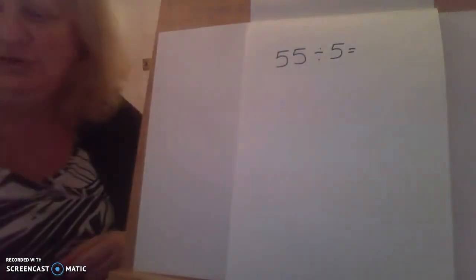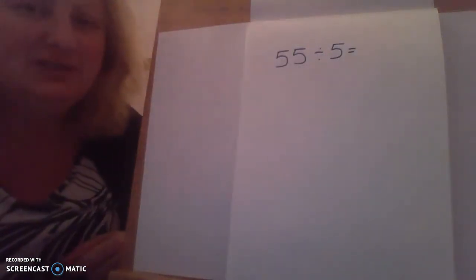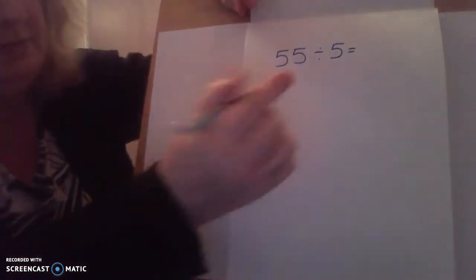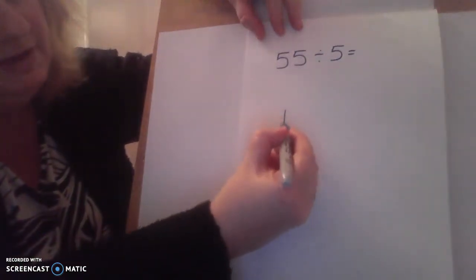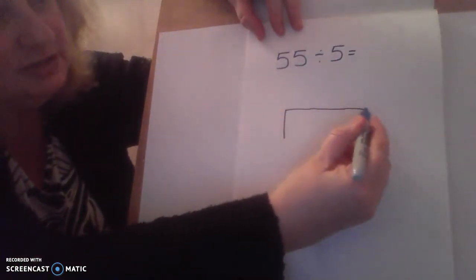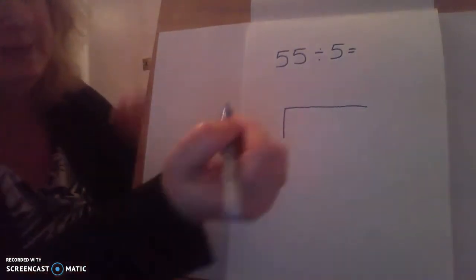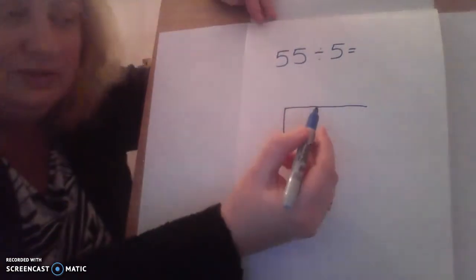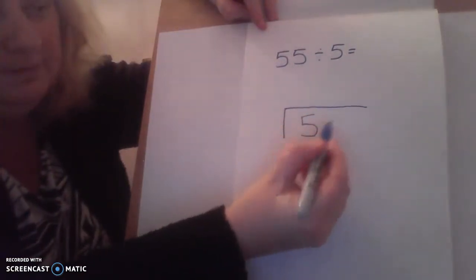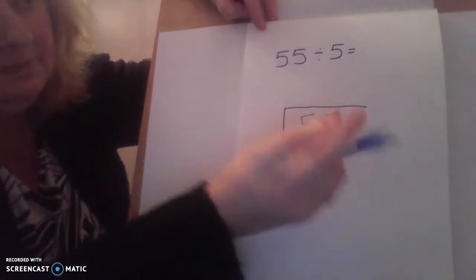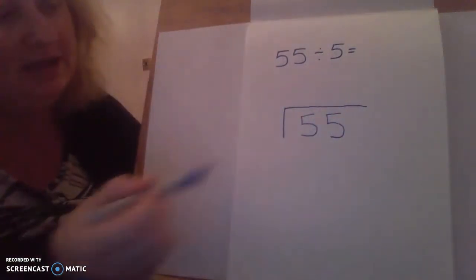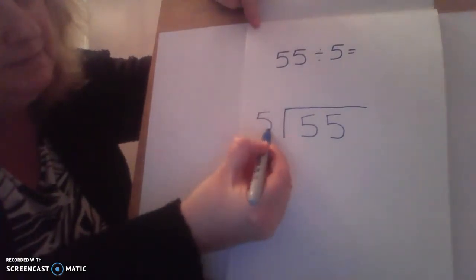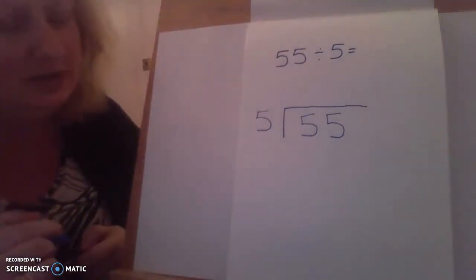Okay, so we've got our first calculation, which is 55 divided by 5. Now I know some of you might know the answer already, but we're going to use the bus stop and firstly start by drawing our bus stop. Okay, so as we can see, it looks a bit like a bus stop, and the first number we're going to put inside the bus stop is our number that we're dividing, which is 55. And the number that we're dividing by goes on the outside of the bus stop, right here. So that's what our calculation should look like.